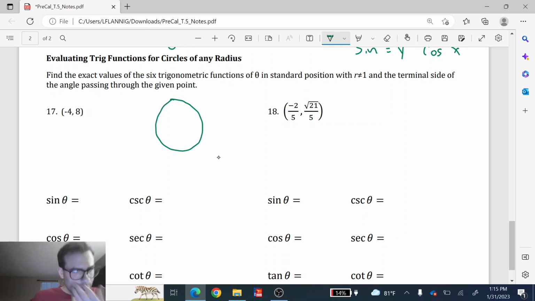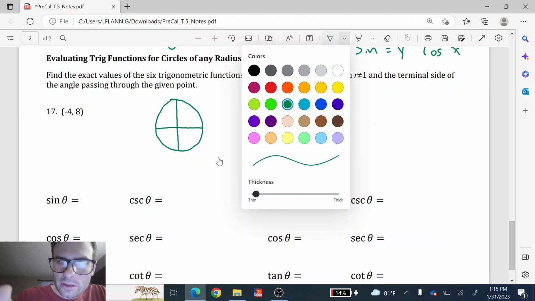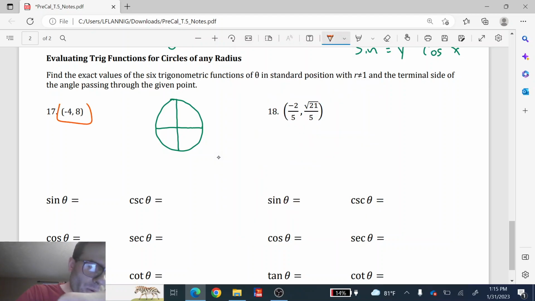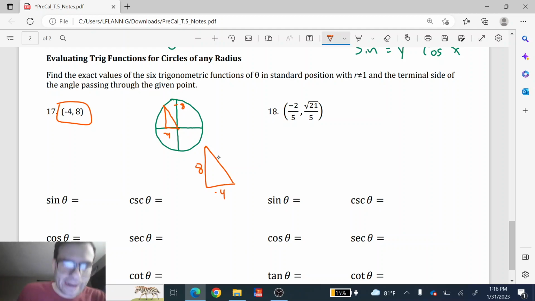But in this case, if we were to make this triangle, I'll show you, we know this is the point negative 4, 8. So if you have negative 4 right here, and we have 8 up here, this triangle is the triangle that's being formed. That orange triangle is being formed. If I were to redraw that triangle just to make it a little bit bigger and easier to see, I know this side is negative 4 and this side is 8.